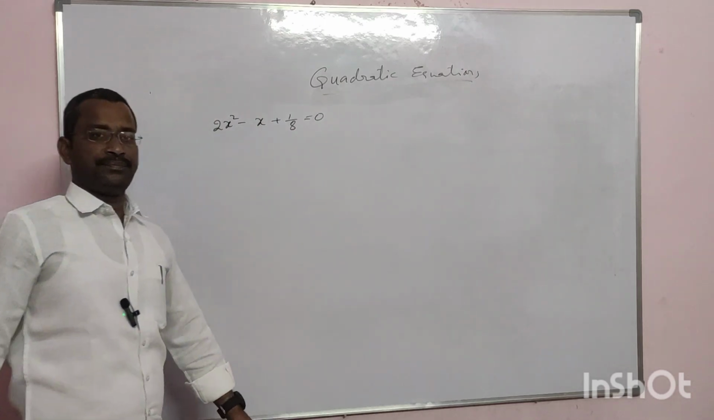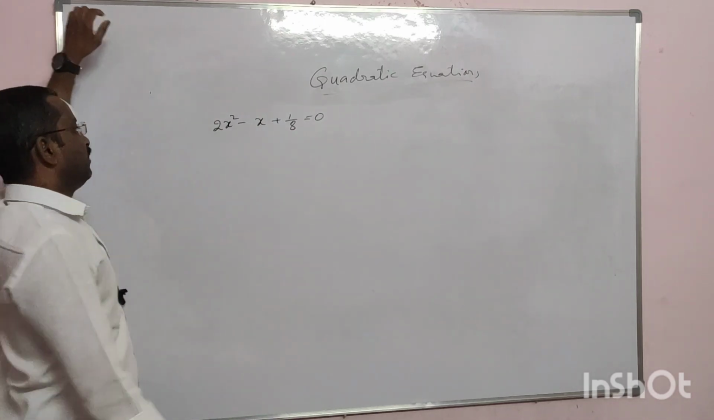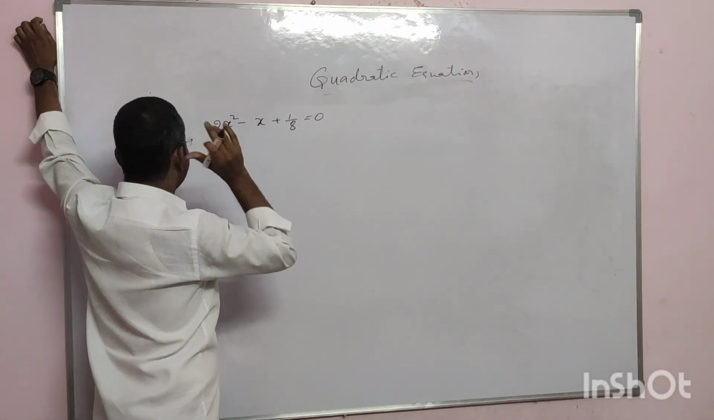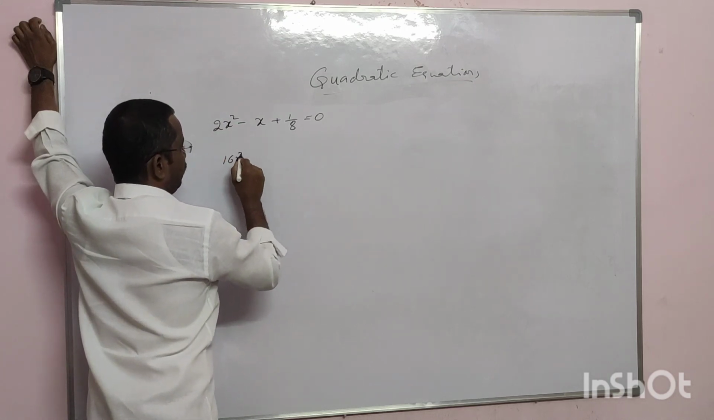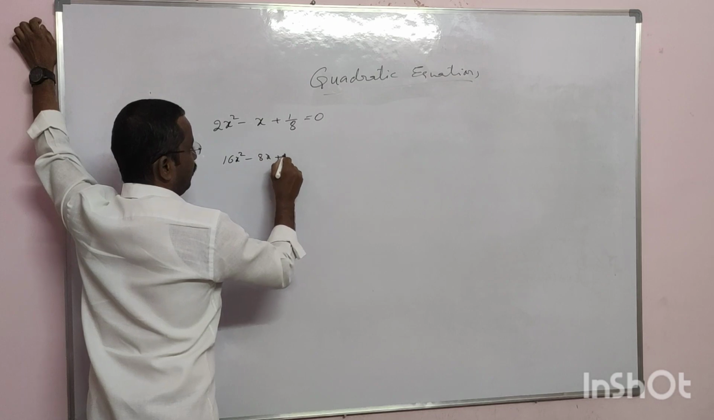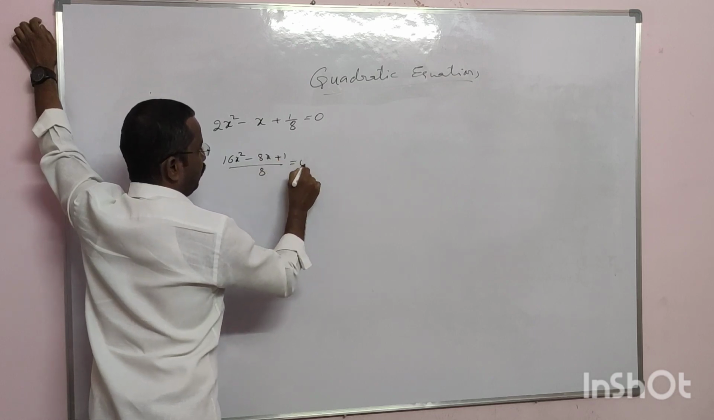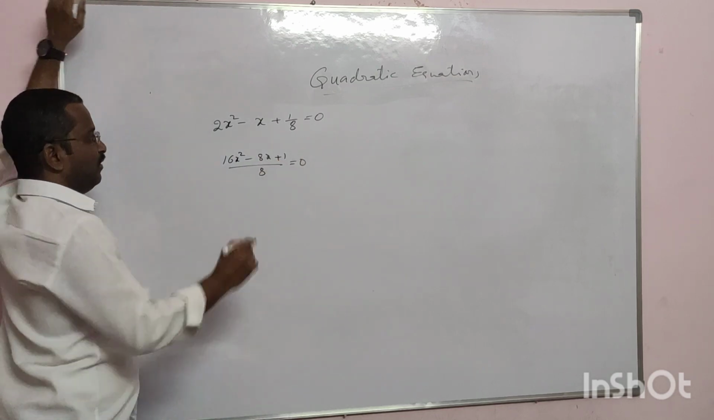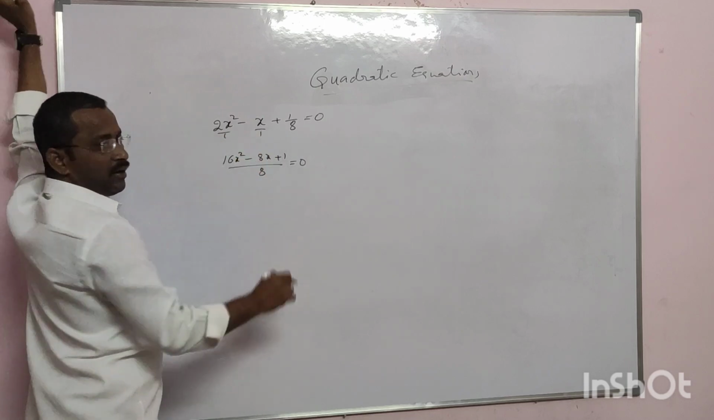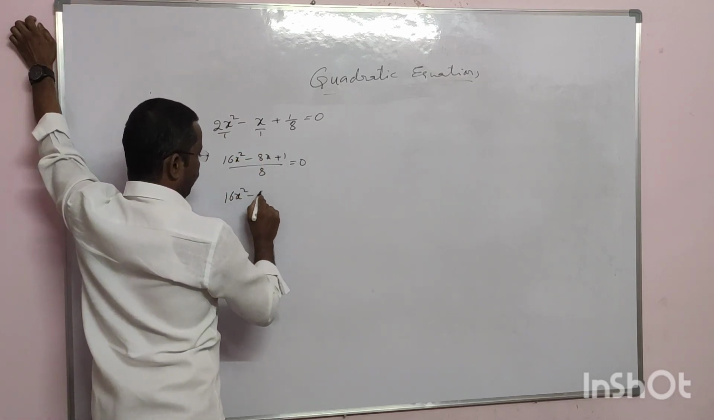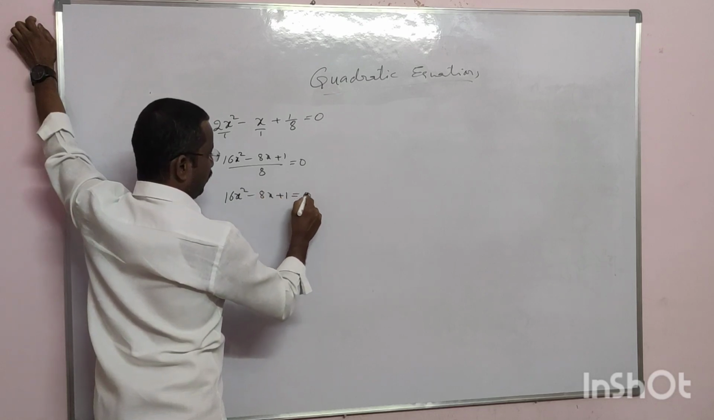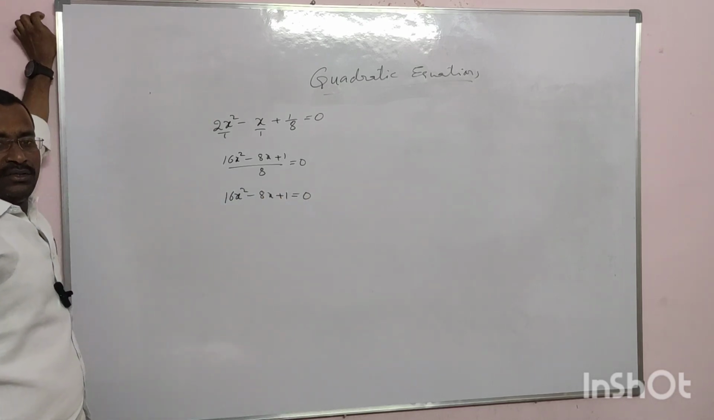This question is given. Whenever it is given like this, try to take the LCM. 16x square minus 8x plus 1 by 8 is equal to 0. Am I right? I did the LCM with 8, 1 and 1. Now send the 8 to the other side. What will you get? 16x square minus 8x plus 1 is equal to 0.